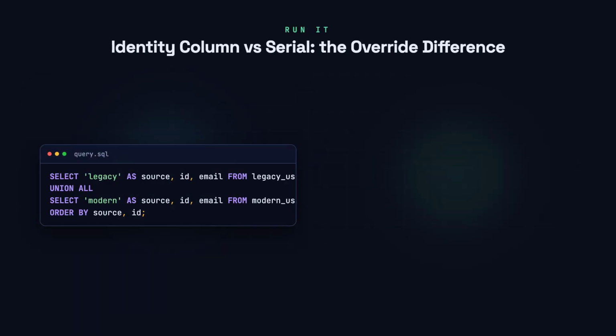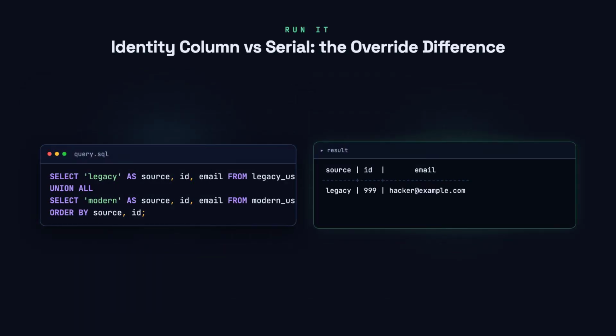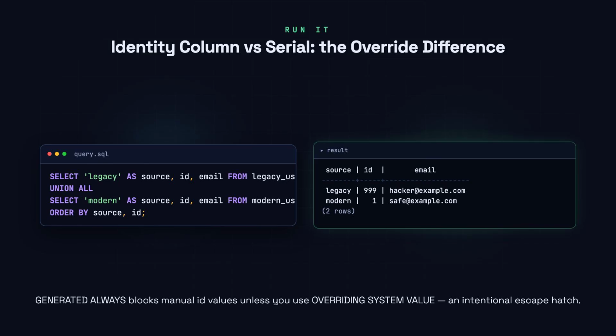With serial, nothing stops a caller from supplying an explicit ID and colliding with future sequence values. GENERATED ALWAYS AS IDENTITY rejects that at the database level. The modern approach makes accidental key conflicts much harder to introduce.